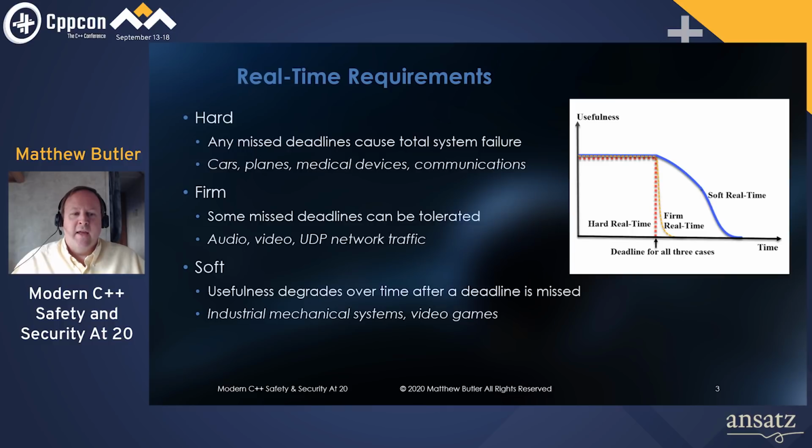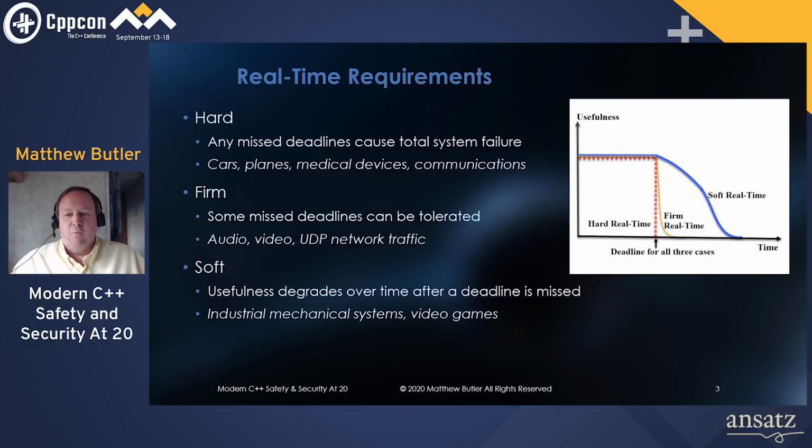Firm requirements have a little bit of variability in them. We can miss the deadline by a little bit, and you can see in the yellow line that as time goes on, the usefulness of that data gets worse the farther away from the deadline you've missed. So that's things like audio and video, and UDP traffic tends to be that way. If you're drinking water out of a fire hose, then dropping a couple of packets here and there is really not going to be a problem. But you still have a real-time requirement for it.